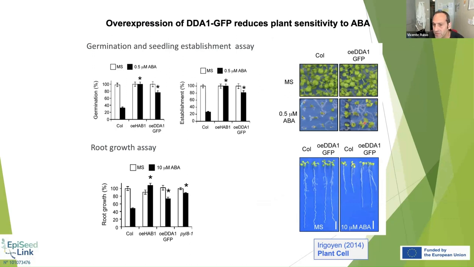Okay, so they grow better in the presence of ABA compared to the wild type because they are repressors of ABA signaling. And also at the root level, you can see that our plants grow better in the presence of ABA compared to the wild type. I'm not showing it here, but this also happens with stresses that are mediated by ABA, such as drought or osmotic stress.